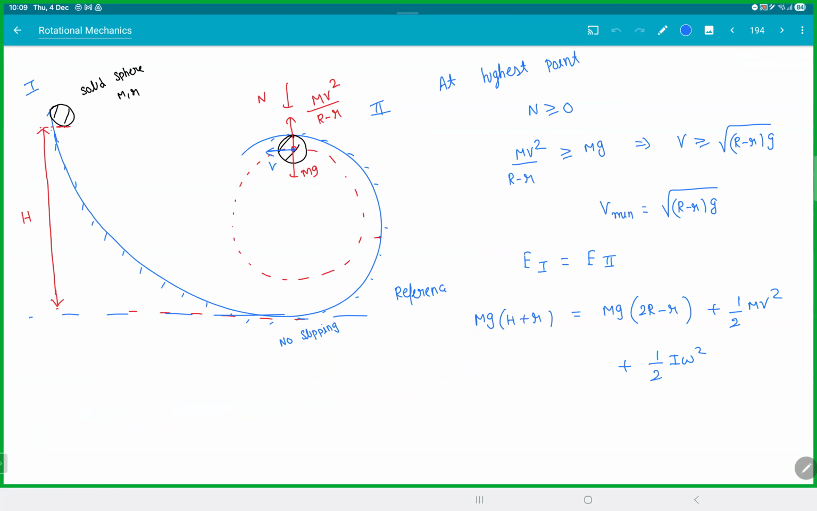Are you clear with the steps? Clear what we did: if you think about this, we didn't do anything different than what we did in vertical circular motion. At the highest point, it can't fall down, so centrifugal force must be greater than or equal to mg. We have found the velocity. Then we conserve energy from initial to the final state. The only difference here is that half I omega square is an additional term. Are you clear with this?